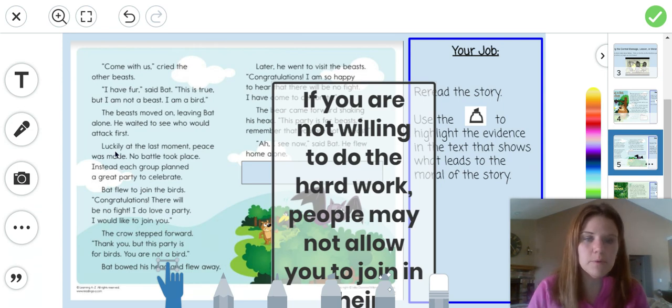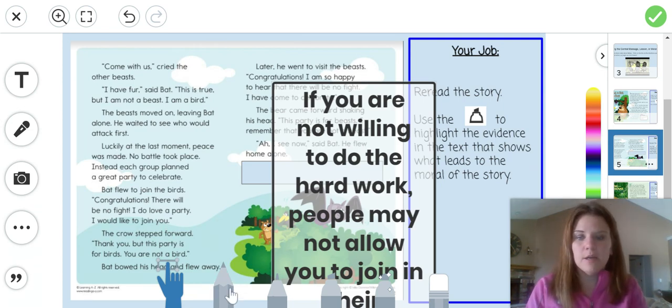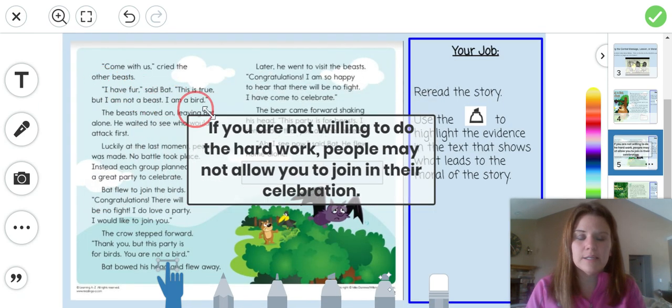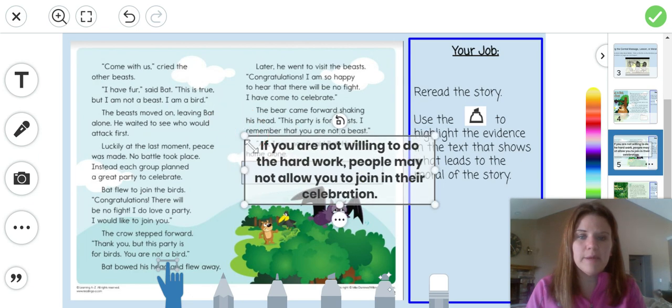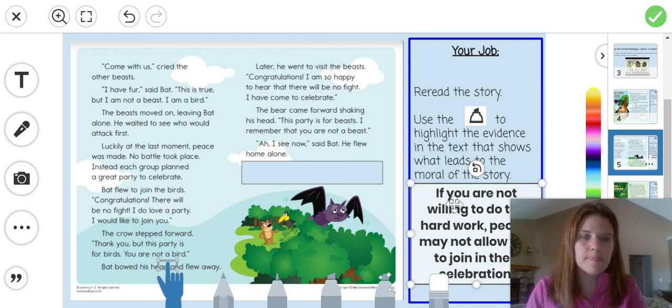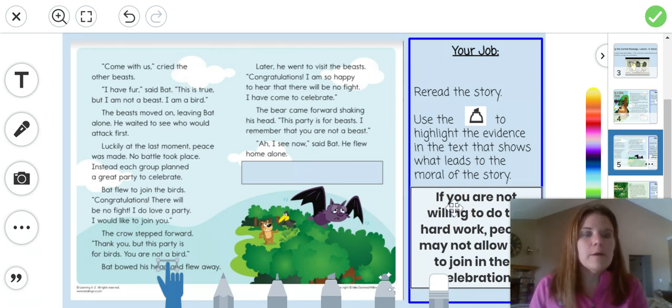So we always have to be willing to put in the hard work and not just join in when there's fun stuff to do. All right, so that is a good lesson. I clicked on the hand to make it fit inside the box over here. All right, so that's our moral. So that was step one.